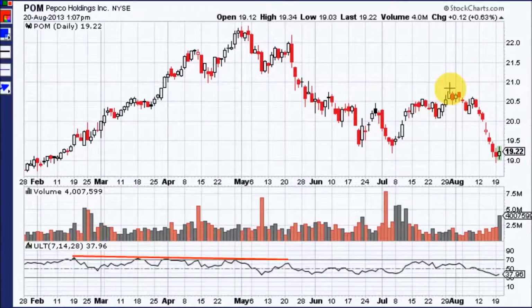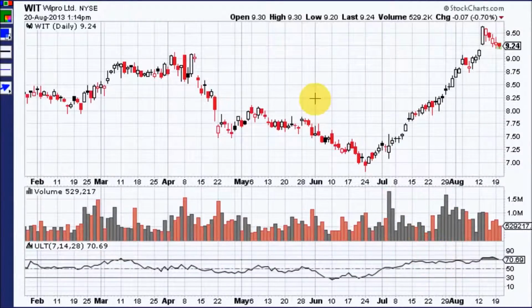Then it formed another bearish head and shoulders chart pattern with the head here, the left shoulder right here, and the right shoulder here. And when it broke neckline support in this area on this day, again it fell hard because Ultimate Oscillator said even though this high was much higher than this high, it's not showing up here. It is actually lower here than it was there.